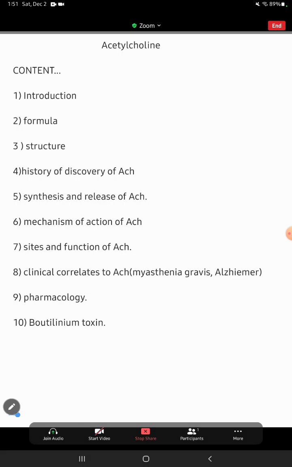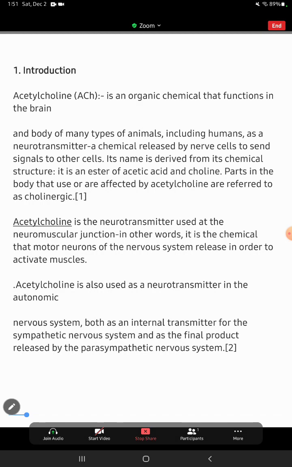First, introduction, then formula, then structure, history of discovery of ACh, then synthesis and release of ACh, then mechanism of action of ACh, then sites and functions of ACh, then we will discuss the applications of ACh. So here we discuss the introduction.